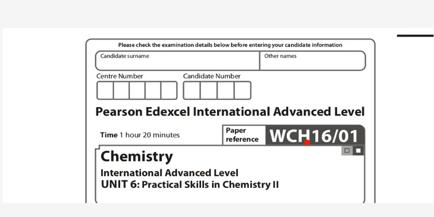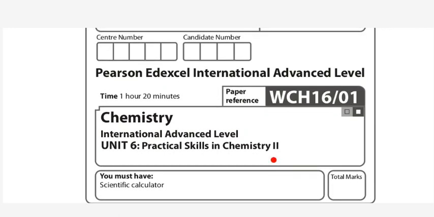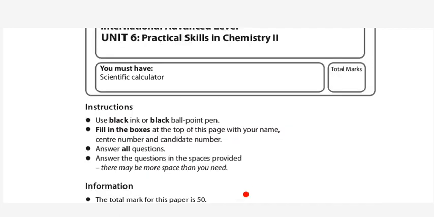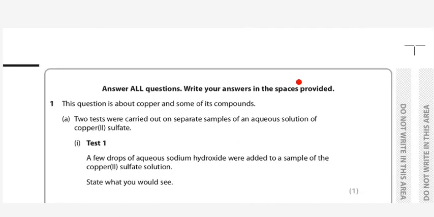This discussion will be the 2021 October and 22 Jan paper 6. To begin with, the October paper. This question is about copper and some of its compounds.